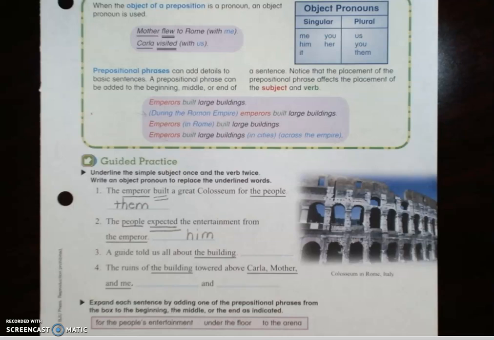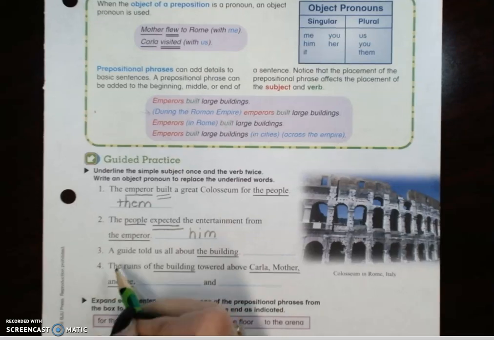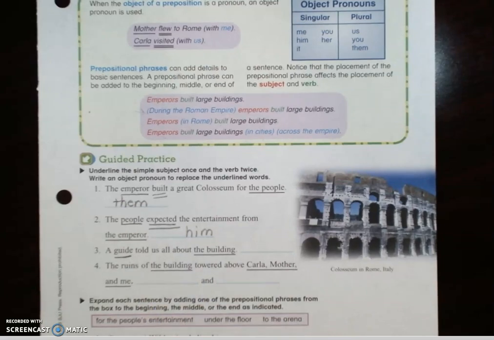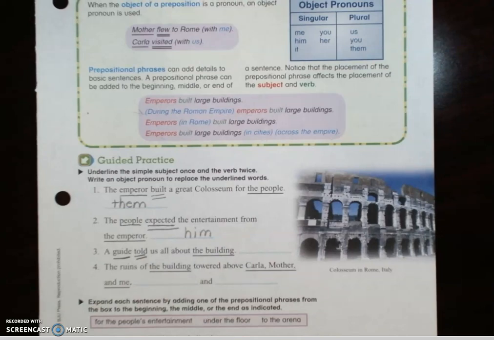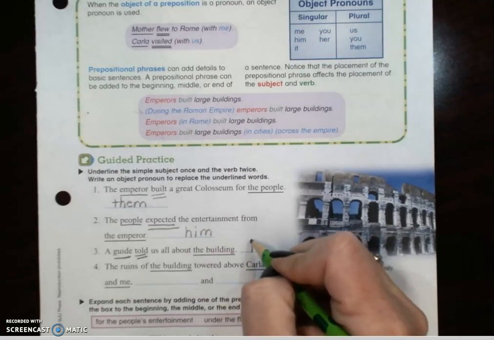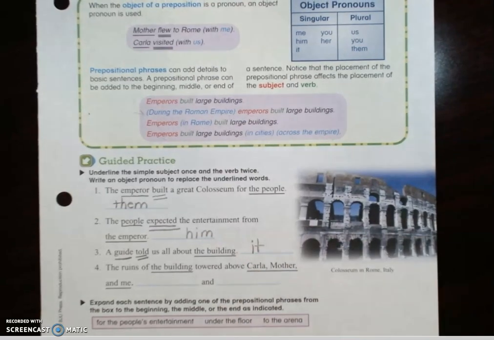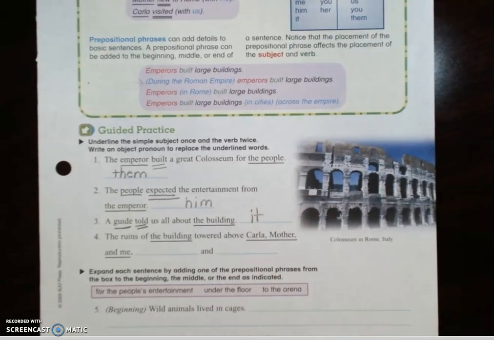Okay, so who is the subject? Guide. And what's the verb? Told. That's an action. A guide told us all about the building. Okay, so the building, they told us about, it's one building. So look in the singular box. They told us about it. So that replaces the building very well. And number 4, the ruins of the building towered above Carla, Mother, and me.